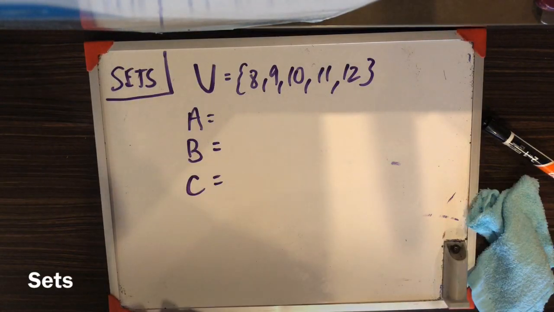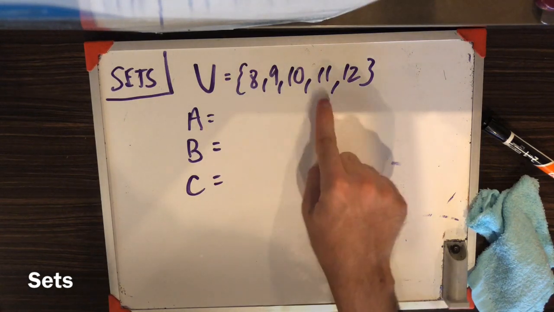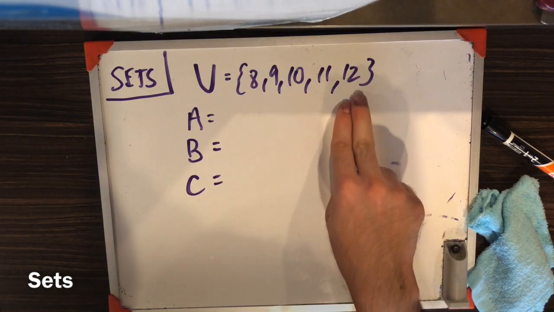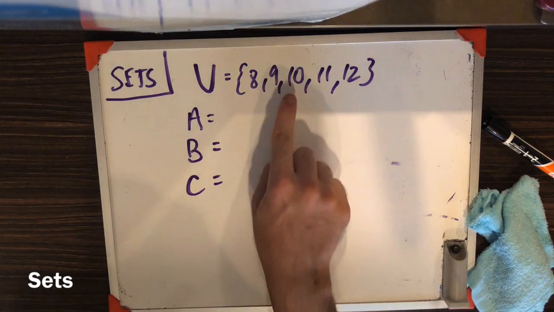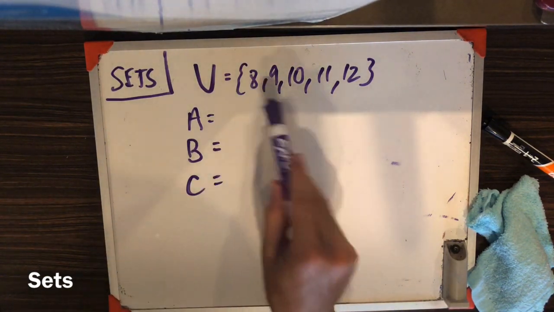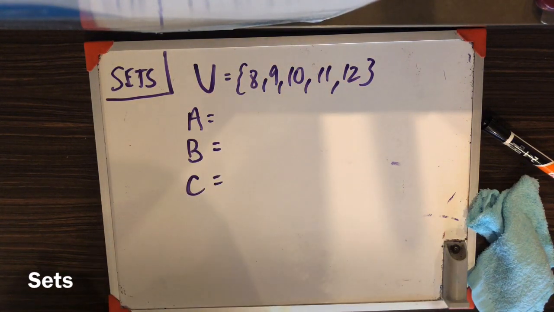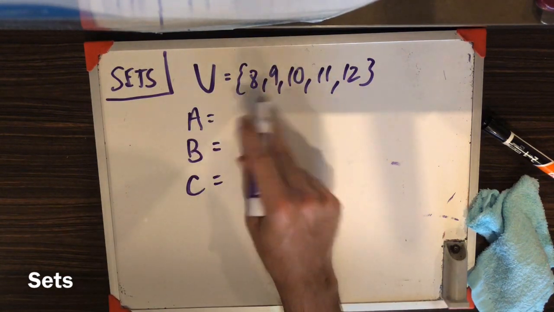So the sets problem, we have the following situation. I know the universal set is 8, 9, 10, 11, 12. Based upon this universal set, I need to answer set A, set B, and set C. Okay, I'm restricted by my universal set. Remember, universal set is my boss. So I cannot go outside of these numbers.